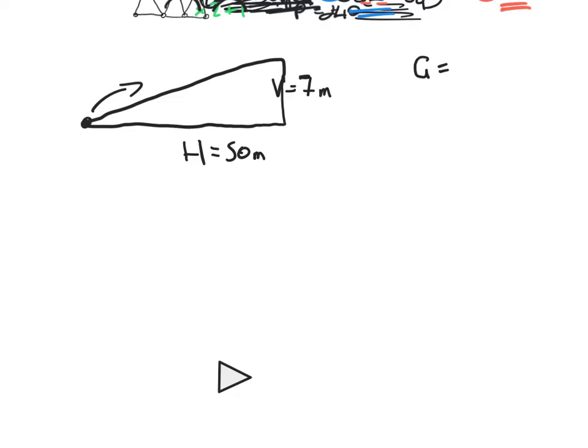Okay, now to calculate gradient, which is a measure of steepness, we do the vertical distance travelled divided by the horizontal distance travelled. So that's going to be 7 divided by 50. We can put that into the calculator and that will give me 0.14.